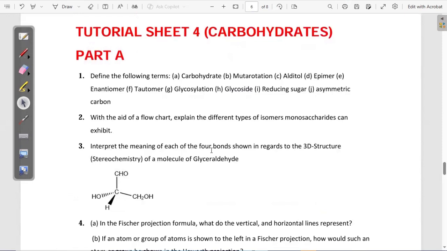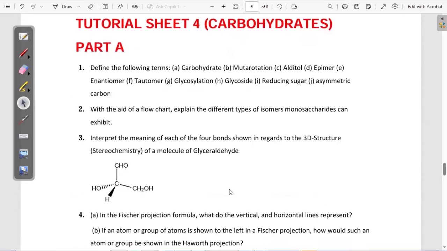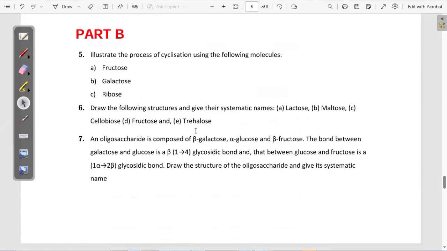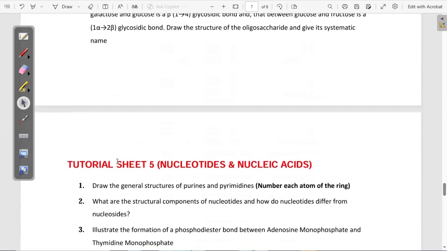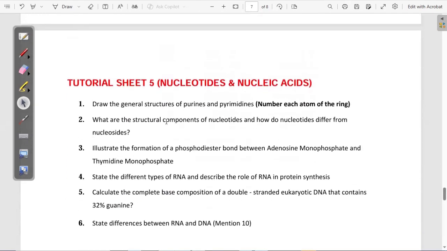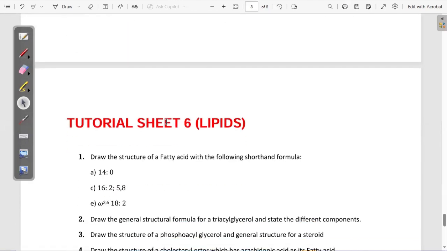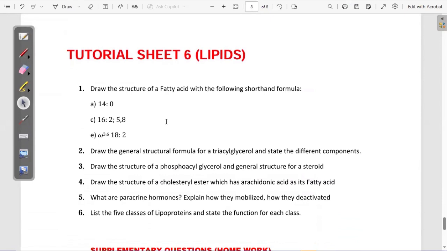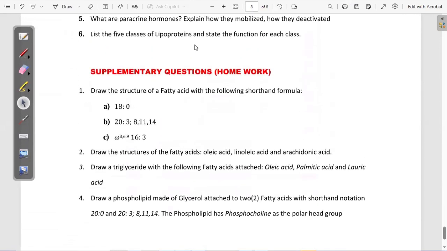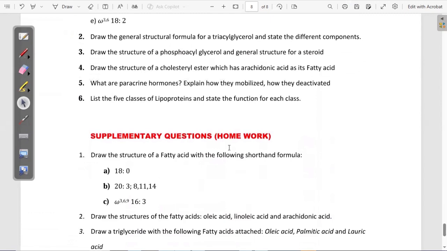Carbohydrates, we showed how to draw different structures, like for disaccharides and monosaccharides. We did all this part, how to draw the oligosaccharides. The videos are there on the website. We also did questions on nucleotides and nucleic acids. You can access them on the website. The last tutorial sheet that we did for this course was lipids, where there were questions on drawing fatty acids and their structures. We solved all these questions, and the videos are there to help you prepare for your assessment.